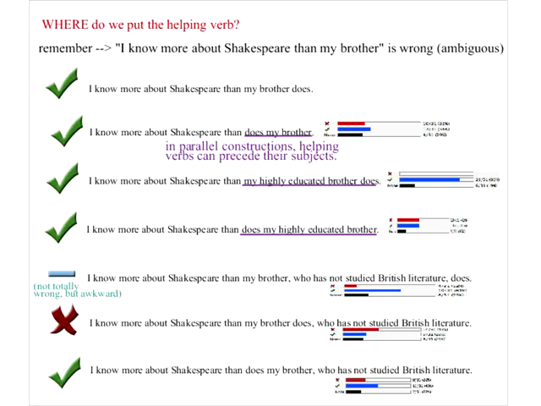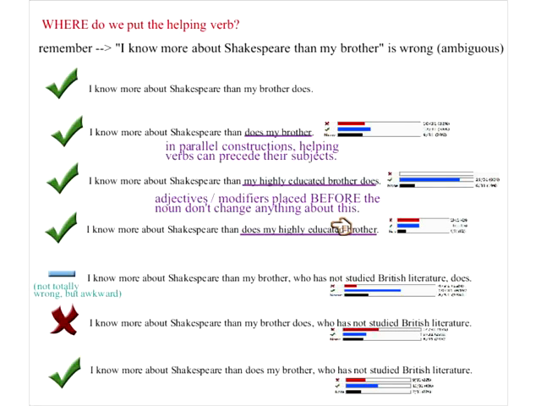So the deal is that adjectives or modifiers placed before the noun don't change anything about this. Same thing with that one. If "does my brother" is fine, then so is "does my highly educated brother." It's just an adjective.